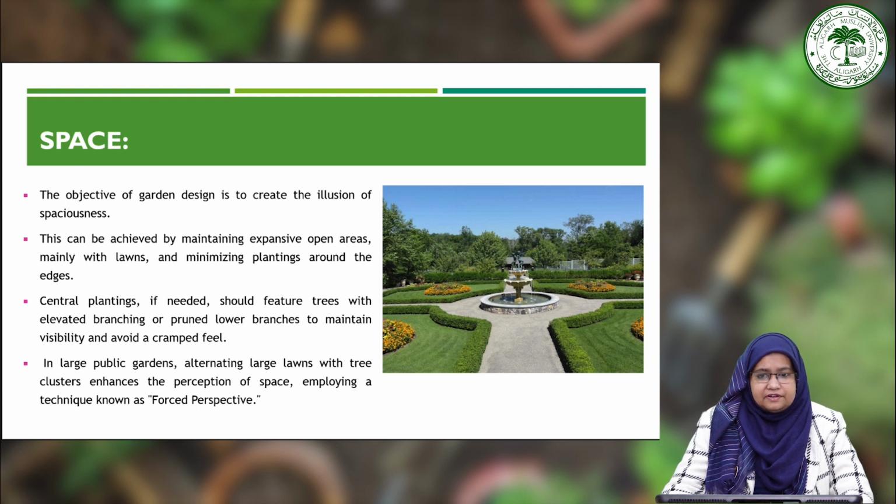In this regard, another suggestion to enhance the perception of space in a larger public garden is to alternate large lawns with clusters of trees. A sprawling open space with scattered trees can diminish the perceived size, a technique known as forced perspective.